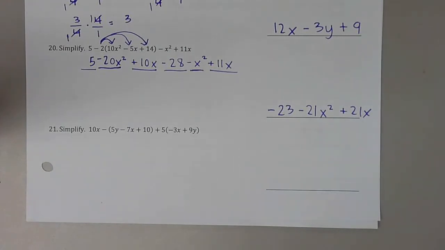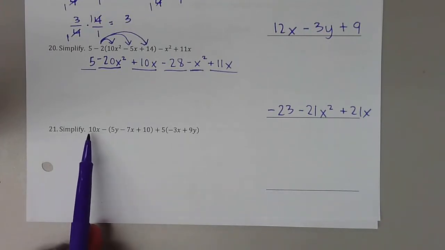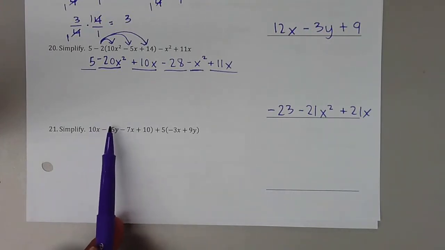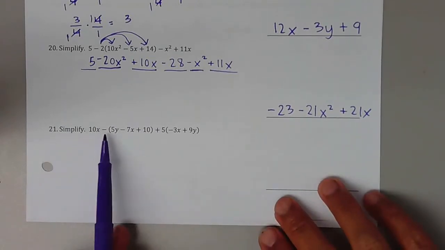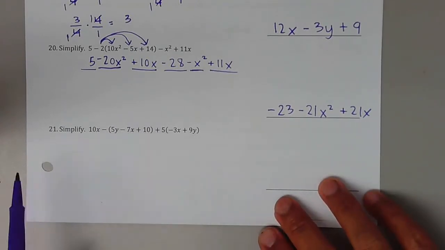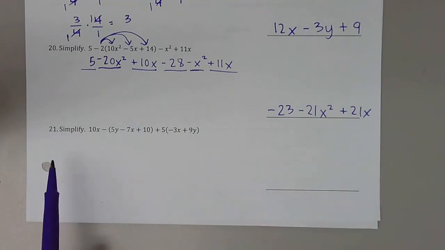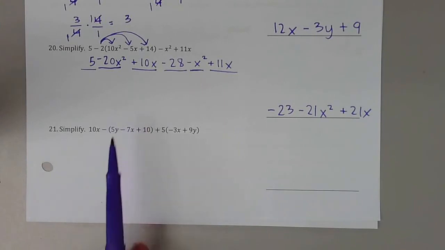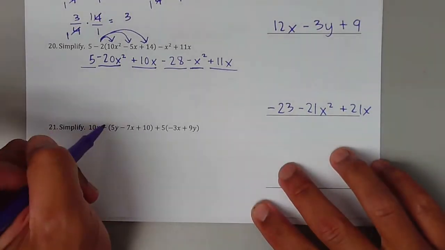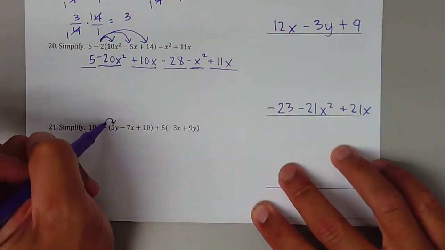All right, question number 21. We want to simplify. A lot of students see this 10x and they think, okay, let's distribute each of these. Remember, we only want to distribute the number that's in front. So technically, if it helps you guys out, this is a negative 1. Or you can think of just distributing this negative to each of these. I think that's the easier way to think of it. So distribute that negative to each of those.